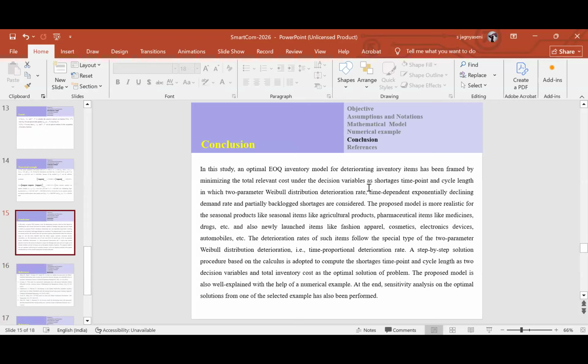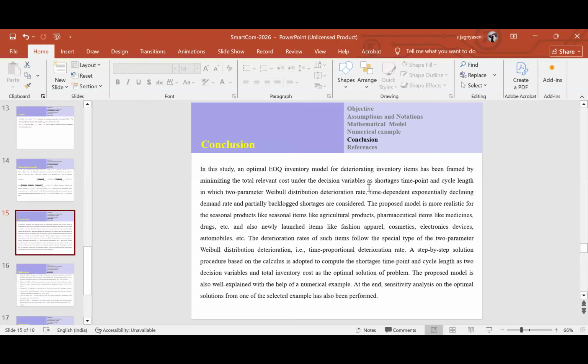So here is my conclusion. In this study an optimal EOQ inventory model for deteriorating inventory items has been framed by minimizing the total relevant cost under the decision variables, a shortage time point and cycle length, in which a two-parameter variable distribution deterioration rate, time-dependent exponentially declining demand rate, and partial backlog shortages are considered.